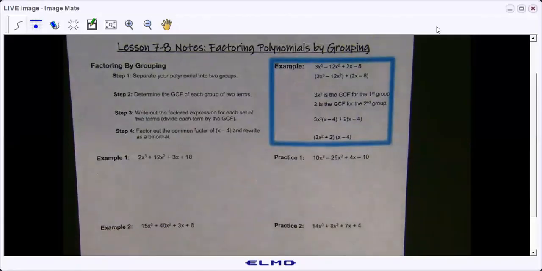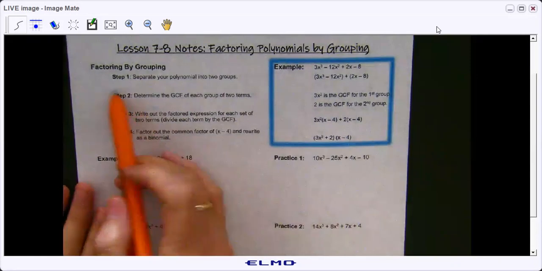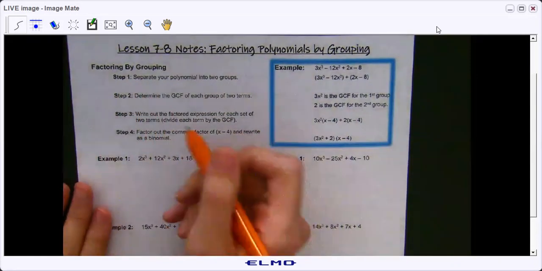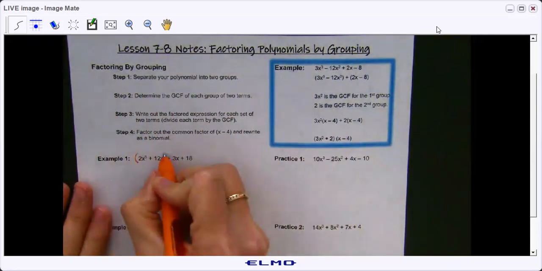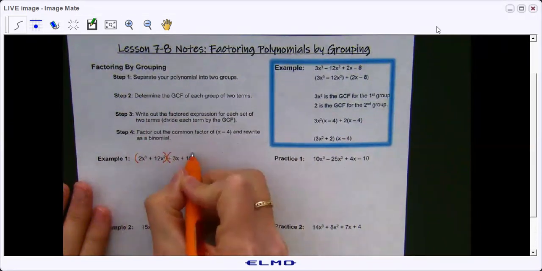Okay, so we're looking at 7-8, which is factoring polynomials by grouping. I already taught you how to factor trinomials that require grouping, so this is eliminating the first step in that process, and we're just going to start setting up our polynomials with groups. So step 1, separate your polynomials into 2 groups. We're just going to separate them like this.